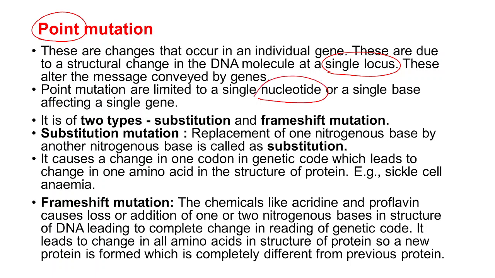Next, point mutation is of two types, that is substitution mutation and frame shift mutation. One is substitution, another one is frame shift. We have already discussed substitution and frame shift mutation in the earlier chapters, or else we will discuss the same thing again in the next chapter, molecular basis of inheritance. In both chapters you are going to study mutations.